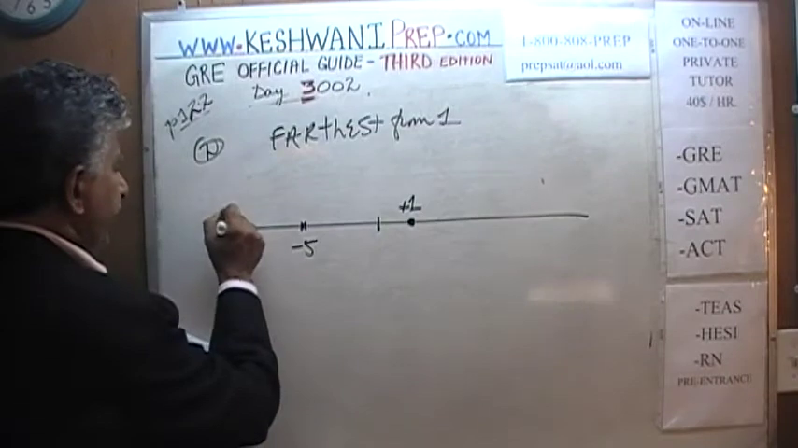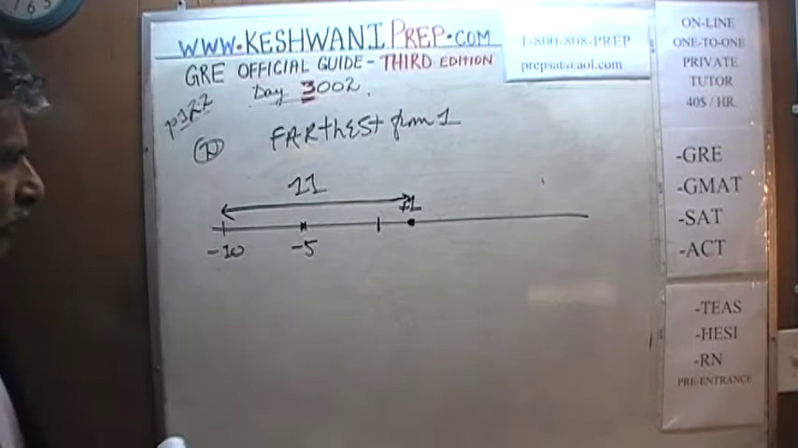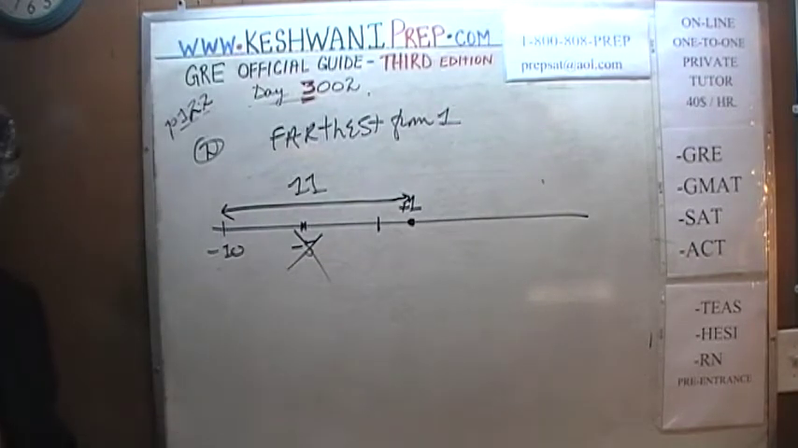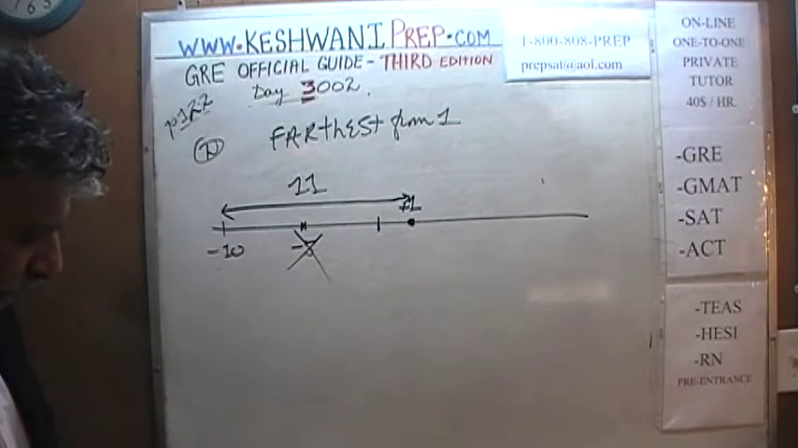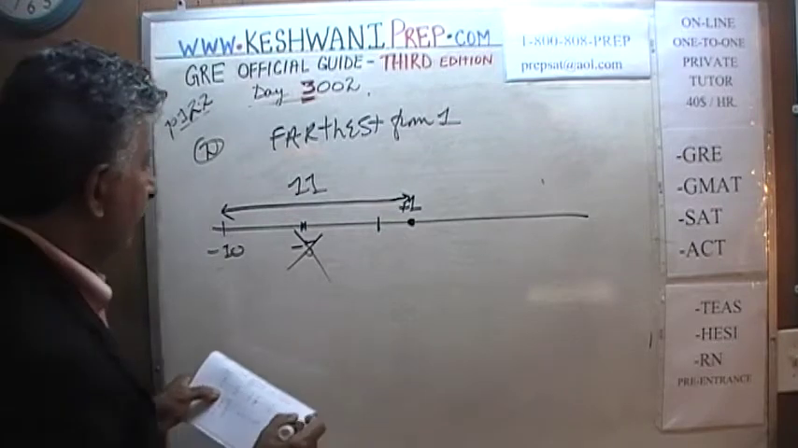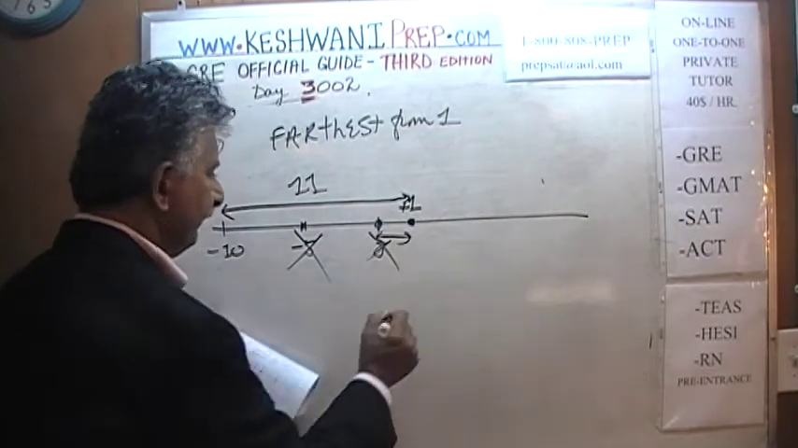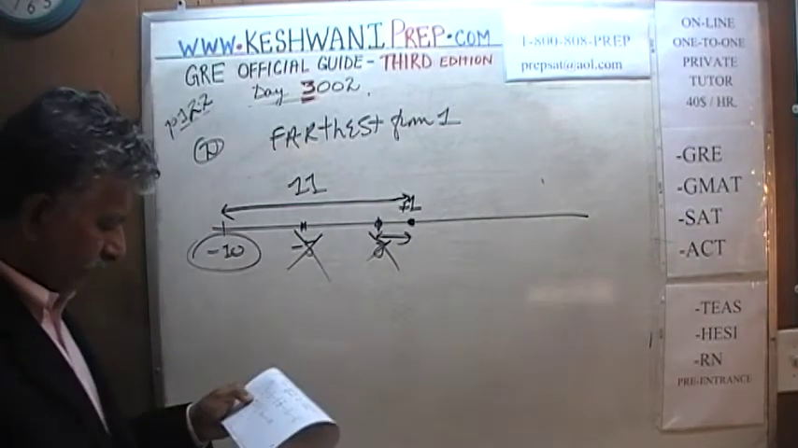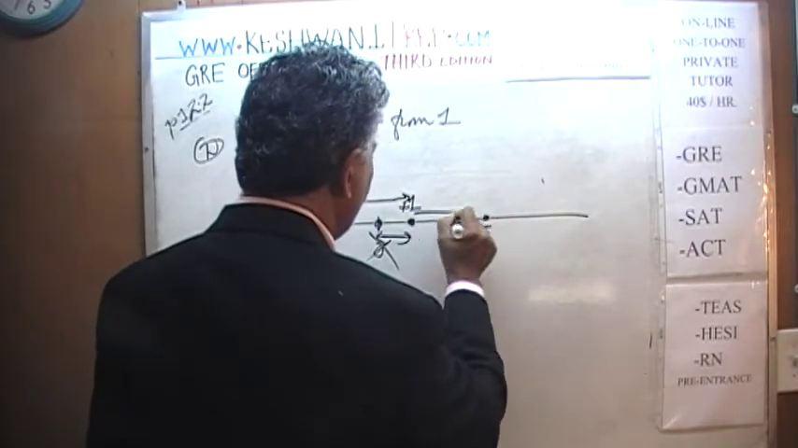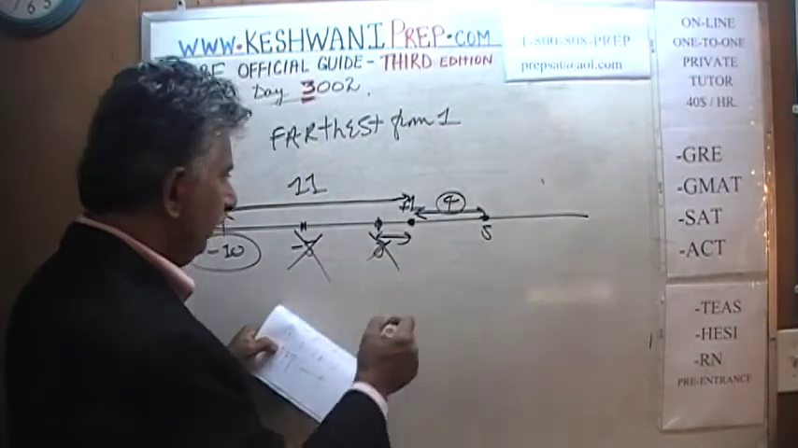Now, negative 10 is 11 points away from 1. So negative 5 is already out of the running. Then we have 0. Well, 0 is right here. It's only one point away. 0 is not the right answer. So far, this guy is winning. And then we have 5. 5 is going to be somewhere here. And 5 is only 4 points away. This is also a silly question. 5 is only 4 points away from positive 1.